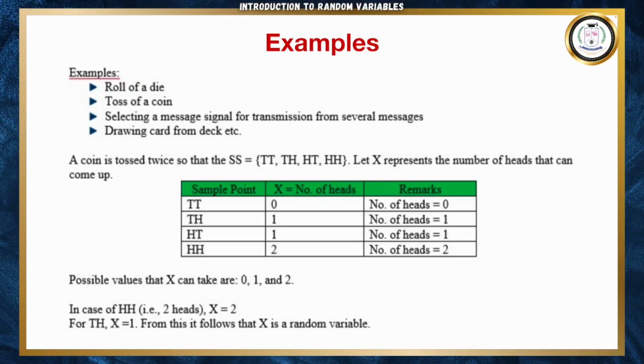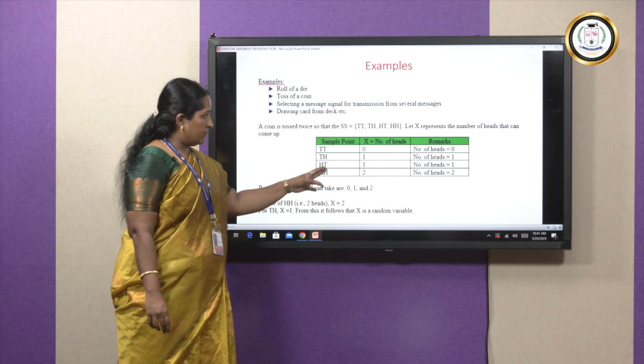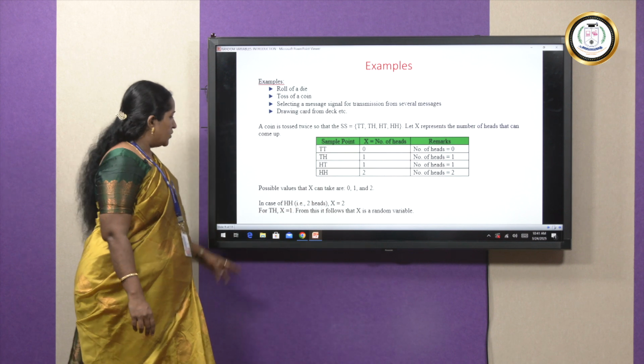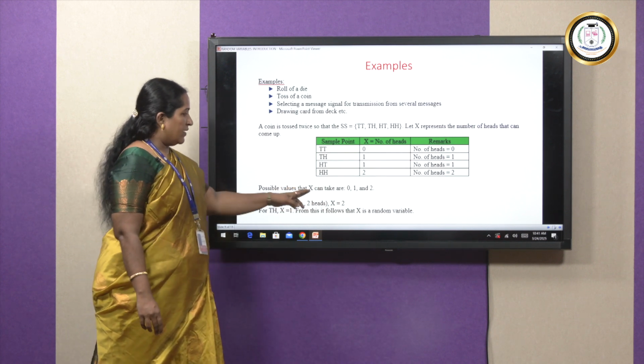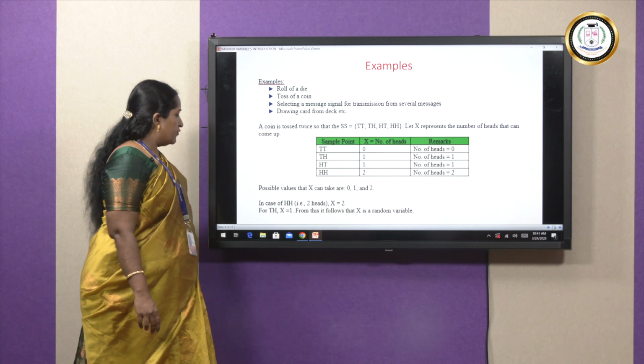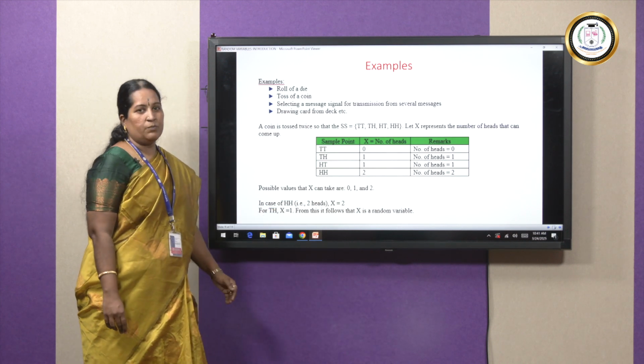So let us take these as the random variables, which are real valued elements. The possible values that x can take are 0, 1 and 2. So in the case of head and head, 2 heads appear. We can write x is equal to 2. For a tail and head, x is equal to 1. From this it follows that x is a random variable.